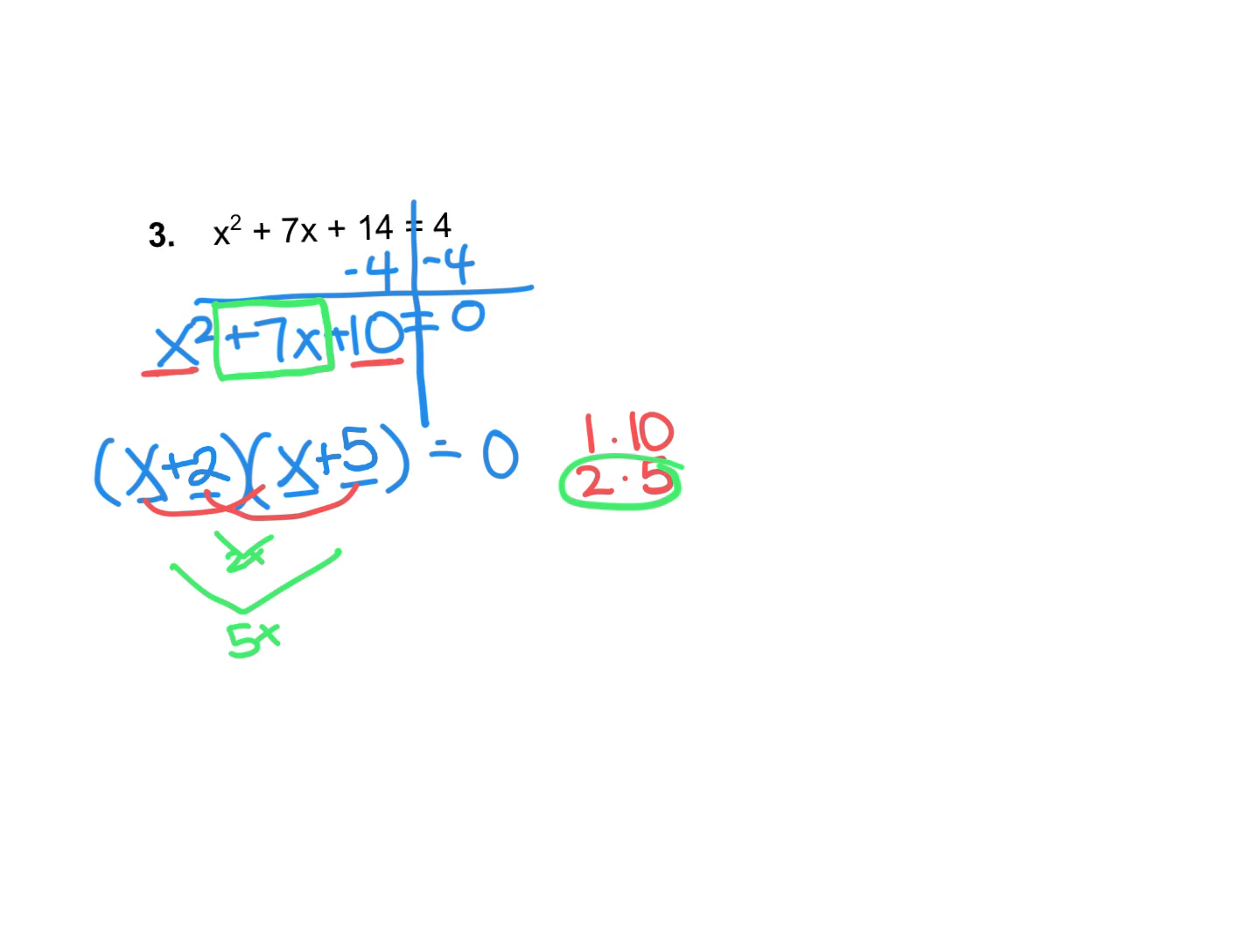So now that we have it factored out, just like we did in our last problems, we have x plus 2 is equal to 0, and then we have x plus 5 is equal to 0. And so x is equal to negative 2, and then x is equal to negative 5.